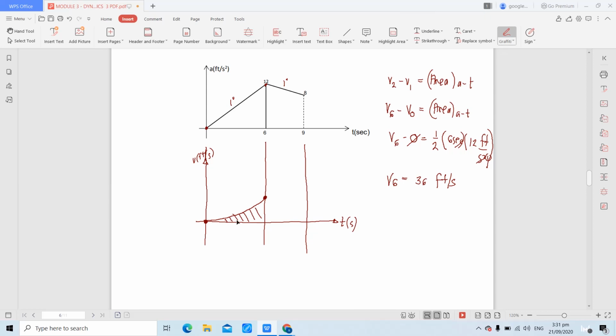Maximum yung area ng ating curve. No, so that should be minimum. That is second degree. Gets? Okay, so that is 36 feet per second. Okay, sunod, from 6 seconds to 9 seconds.